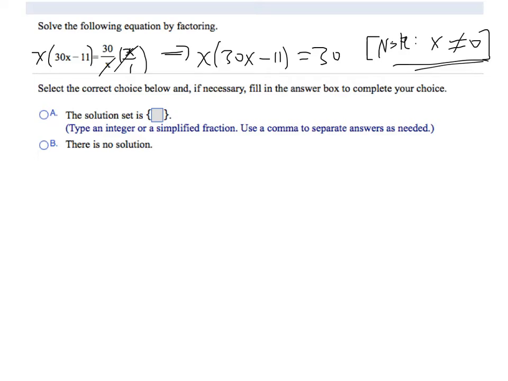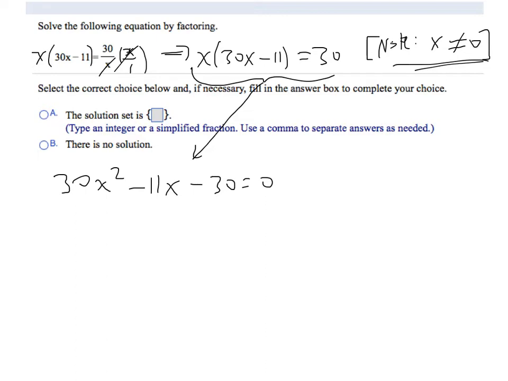Okay, so this equation, if I rewrite it in our standard form, would be 30x squared minus 11x, and then I need to subtract 30 from both sides. That's just a rewrite of this using the distributive property and subtracting from both sides. And so now I'm ready to solve this.